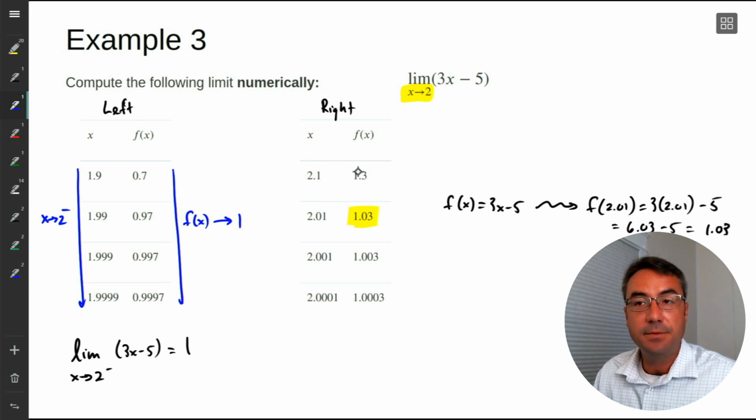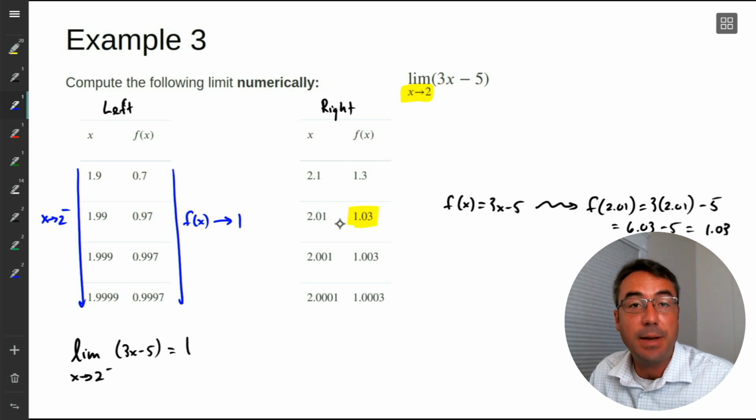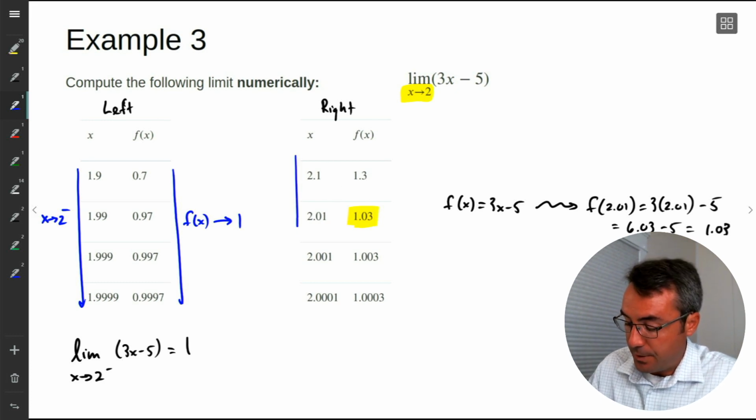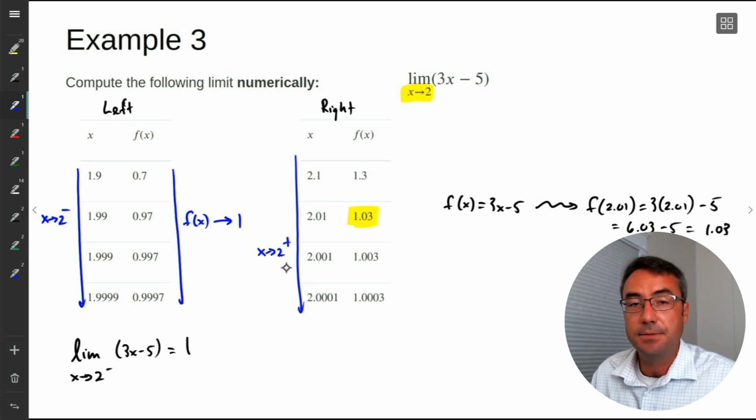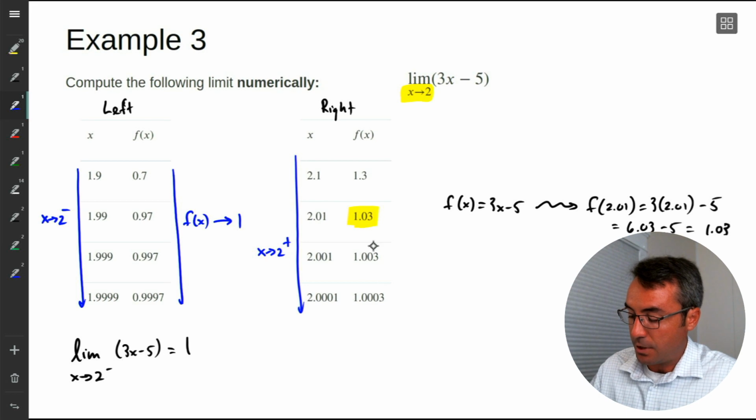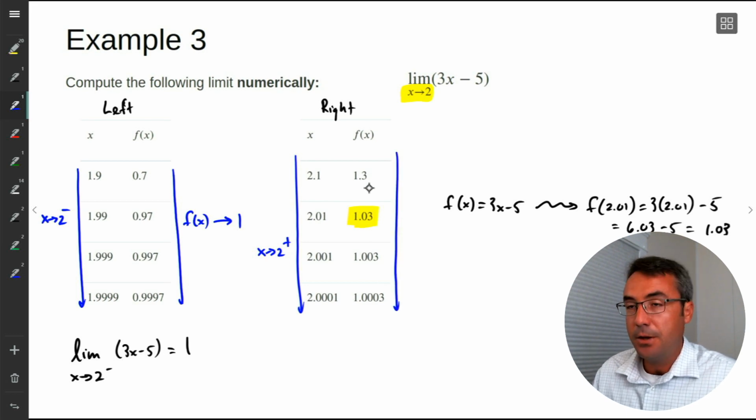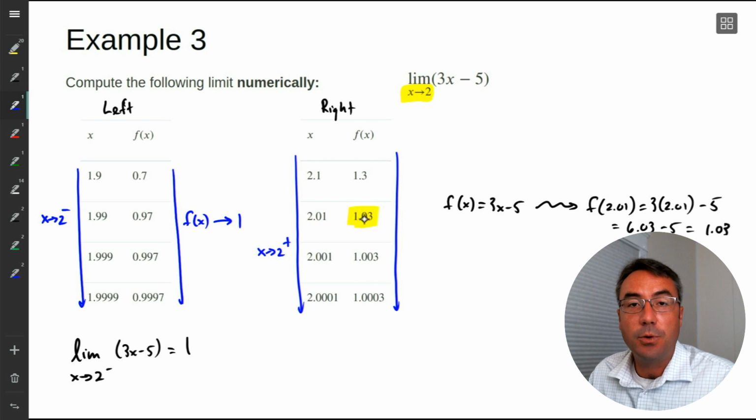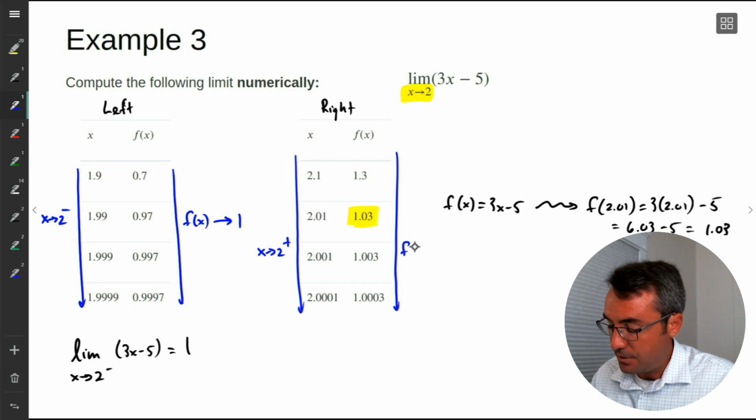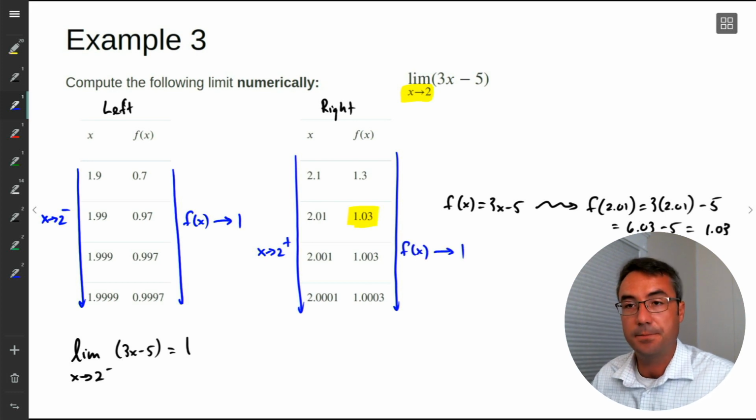We plug them in, see what the corresponding function values are, and then we just try to see if we can identify a pattern here. So as we read down, looks like x is approaching 2 from the right. And then we see what the corresponding function values look like they're doing. We start with 1.3, then we go to 1.03, then 1.003, and then 1.0003. And again, on the right side, it looks like we're getting closer and closer to the number 1. So it looks like our function values here are getting closer to 1.